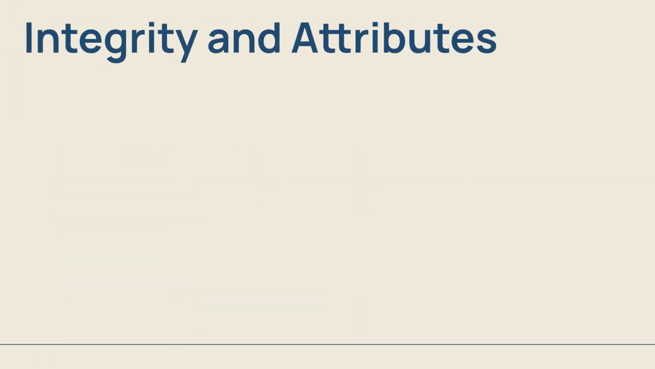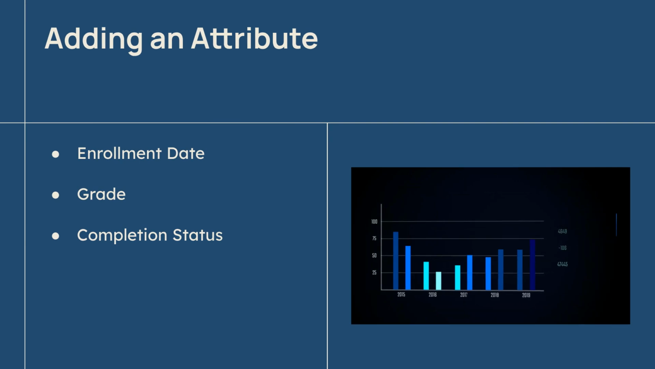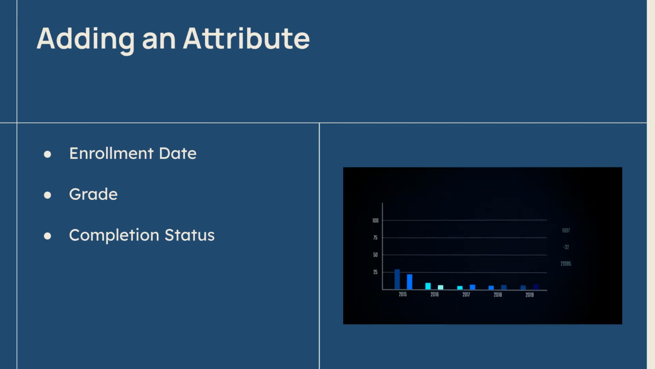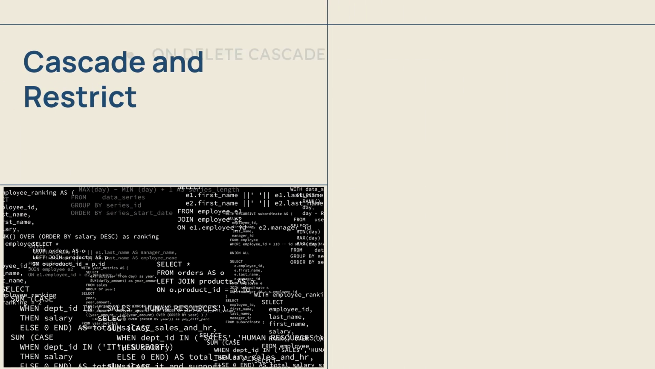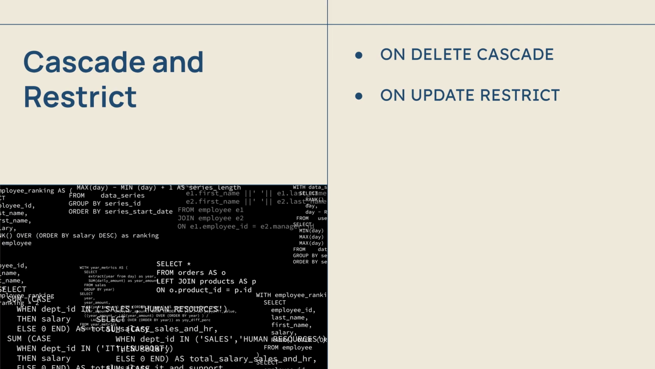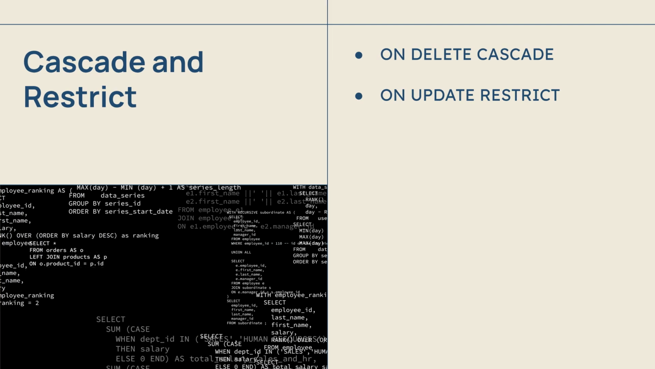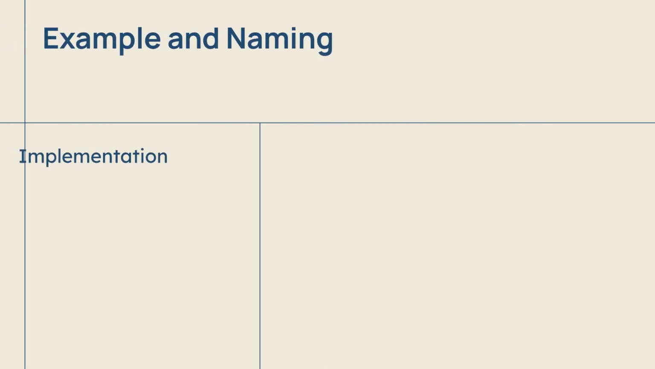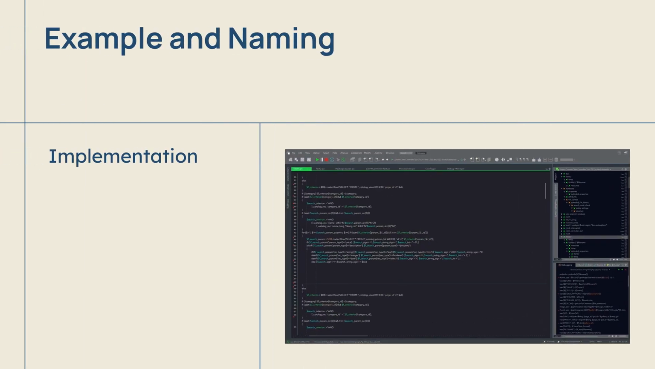Beyond just structure, we need to consider data integrity rules and any descriptive attributes. Sometimes, the relationship itself has attributes, such as enrollment date. These are added as columns to the weak table. To maintain integrity, we often specify rules like on-delete cascade and on-update restrict on the foreign keys to manage how changes in the parent tables affect the weak table. Now let's look at the full implementation and how we name this weak table.